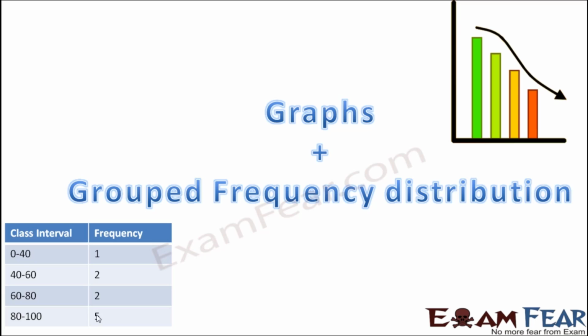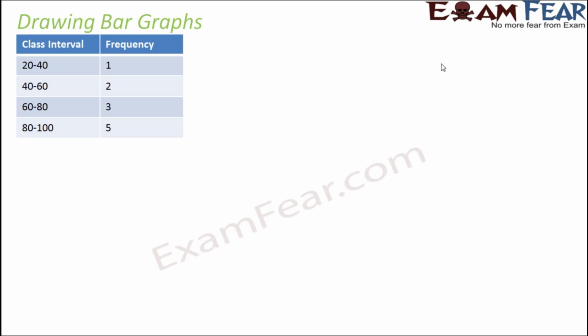So in this section, what we will learn is how can we make graphs looking at the grouped frequency distribution table. So if we are given this table, like how it is given here, how can we draw a graph like this? That is what we are going to cover in this section. The first thing that we will discuss is how do we draw bar graphs.